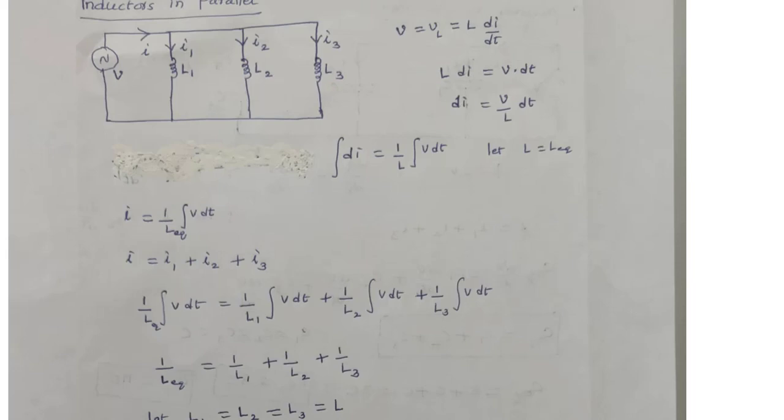So let us see, suppose inductors are connected in parallel like this. L1, L2, L3 are connected in parallel with the supply voltage V, and the voltage is AC voltage. So we already know that when the current drawn by the inductors is time varying, then the voltage across an inductor is given by the formula L into di by dt. So from that we can write L into di is equal to V into dt. Then from that we can write di is equal to V by L dt. If we integrate this, then we get integral di is equal to 1 by L integral V dt. Then we can write I is equal to 1 by L integral V dt.